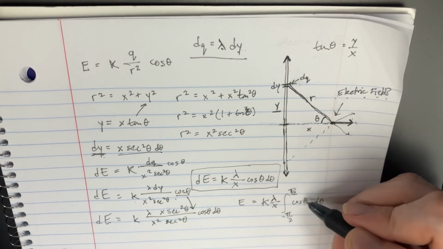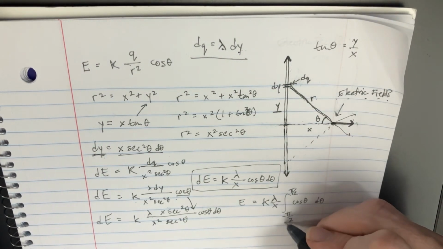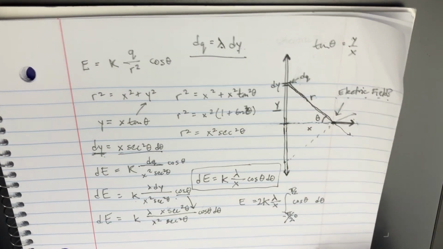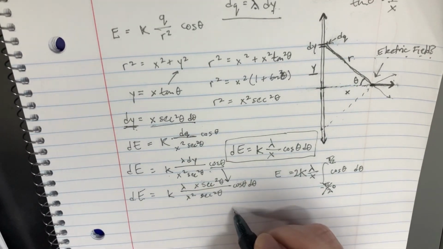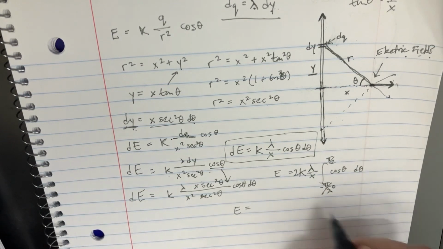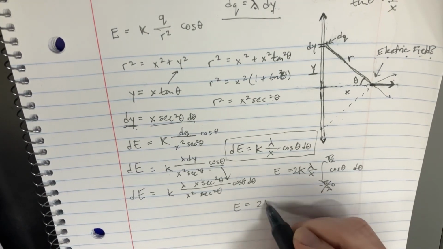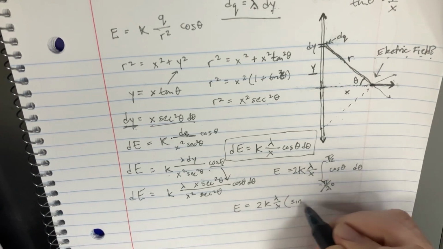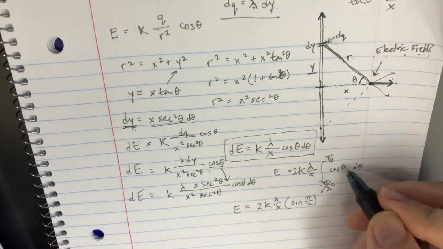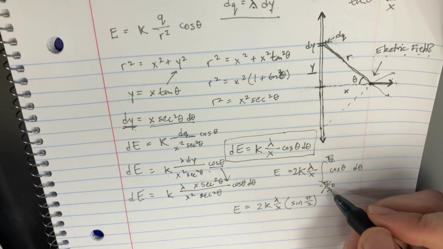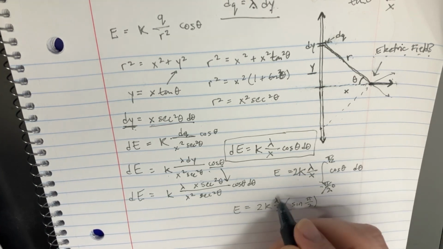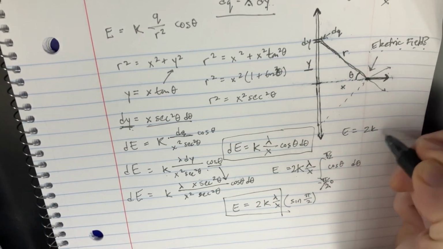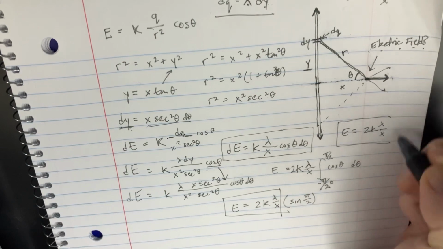Once you integrate this, it just becomes sine of theta. Instead of going from negative to positive, you can change the lower limit to 0 and put a 2 out front. So now E equals 2k lambda over x, times sine of pi over 2 minus sine of 0. And that's going to be your answer. Of course, this is just 1, so you're left with E equals 2k lambda over x. This is pretty interesting stuff.